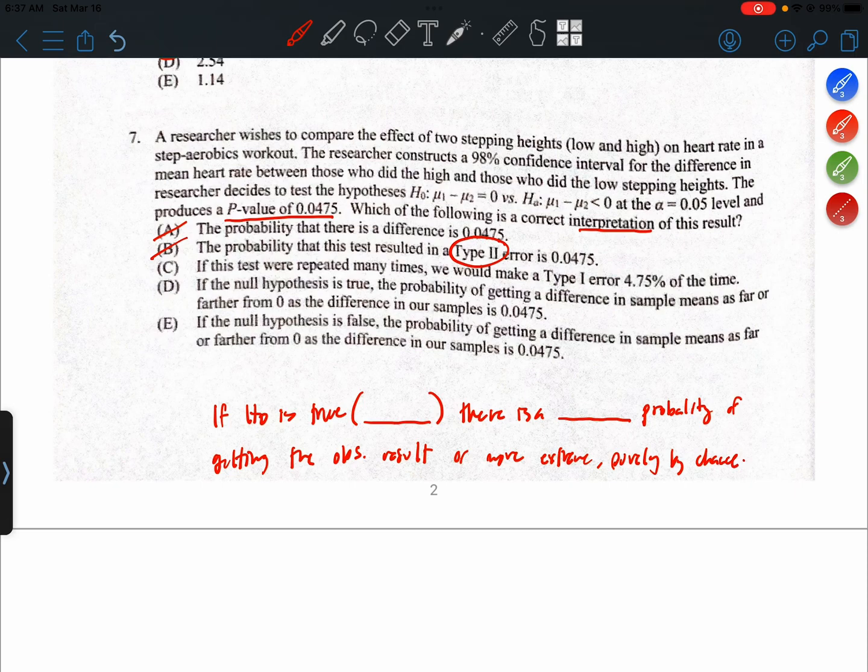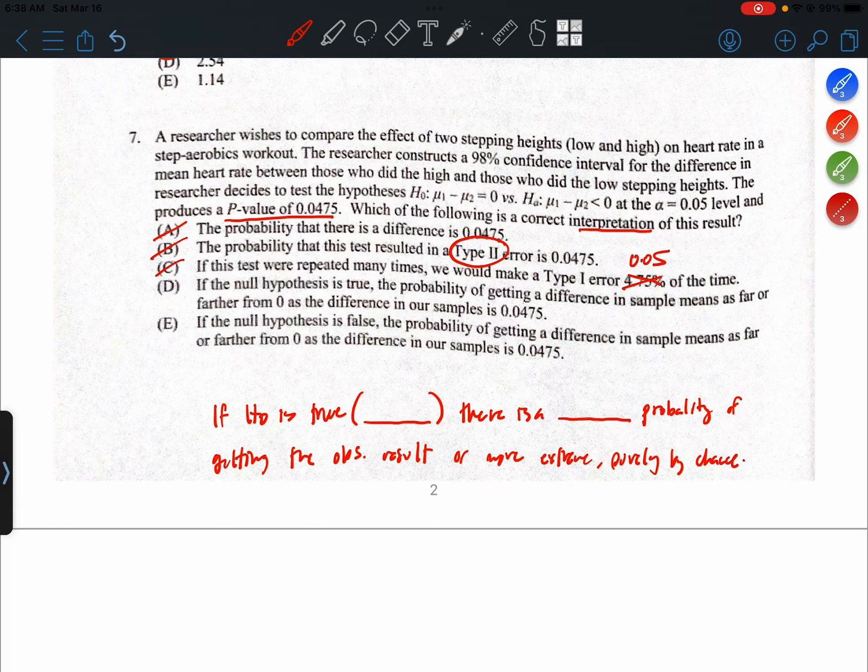All right, option C. If this test were repeated many times, we would make a type 1 error 4.75% of the time. Okay, no. The probability of a type 1 error is equal to alpha, which is 0.05. So we would make a type 1 error 5% of the time.